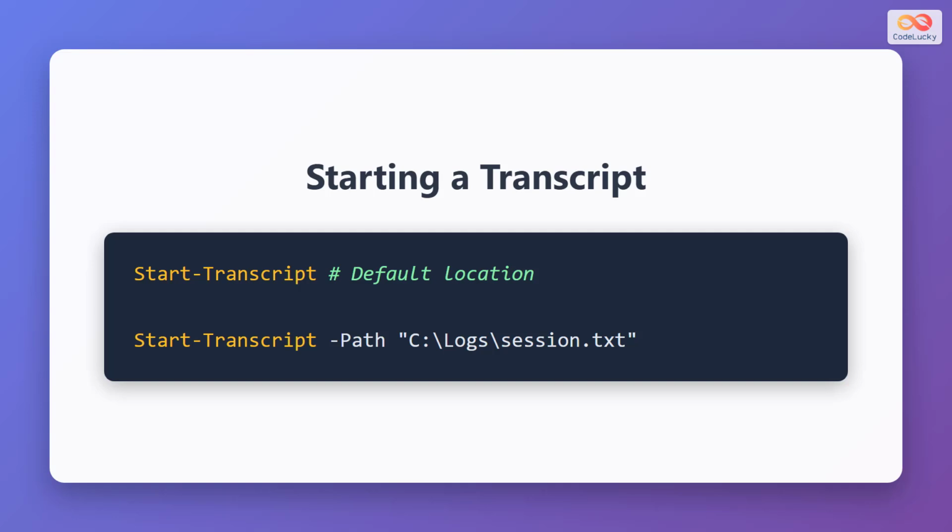To begin logging, use the Start-Transcript cmdlet. When you run this command without any parameters, PowerShell creates a transcript file in the default location, which is typically your Documents folder. You can also specify a custom path by using the -Path parameter followed by the file location in quotes. For example, Start-Transcript -Path "C:\logs\session.txt".